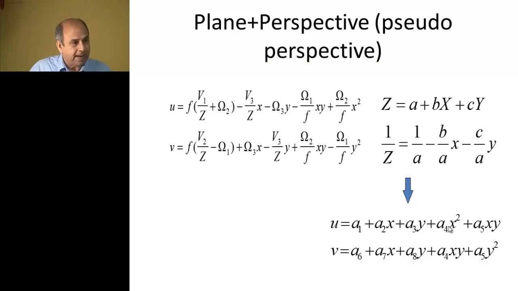So this is a parametric model. This will give me equivalent information of optical flow, but it's a more compact model. If I have 1 million pixels, to define optical flow I need 2 million numbers, because for every pixel I need u and v. But if I fit the affine model, I need only 6 parameters. For the pseudo perspective I need 8 parameters.